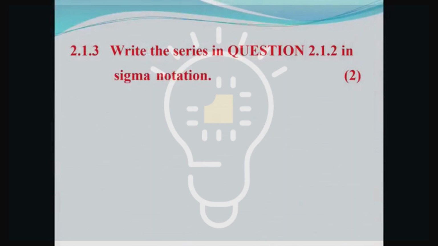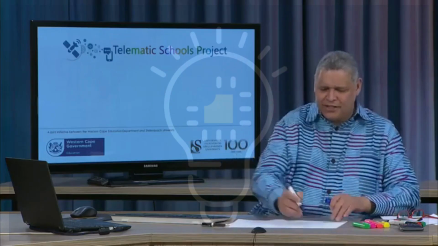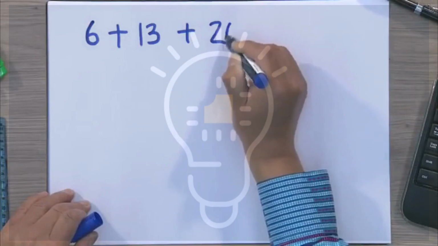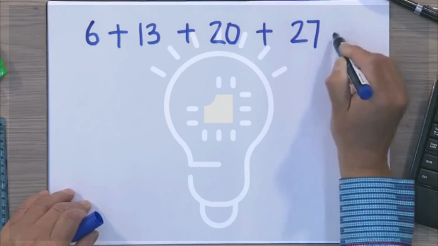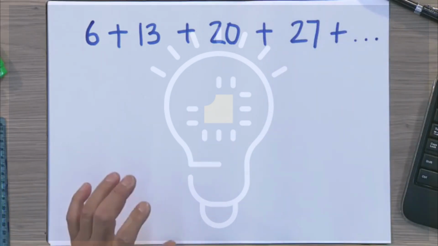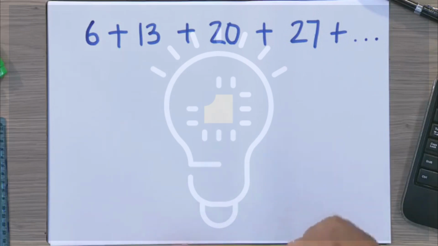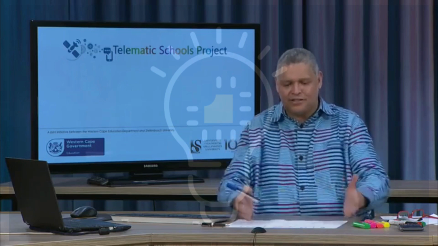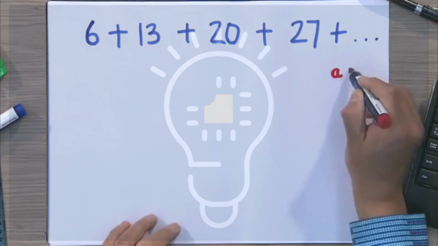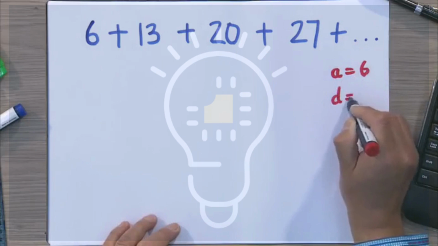Moving on to 2.1.3. The question says, write the series in question 2.1.2 in sigma notation. Now, if you have a look here, that series was 6 plus 13 plus 20 plus 27 plus ... If we are going to write any series in sigma notation, what we have to find is the general formula that characterizes this particular series. Now we know A is 6. We know our constant difference is equal to 7.